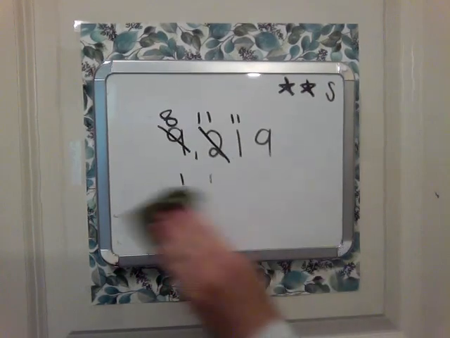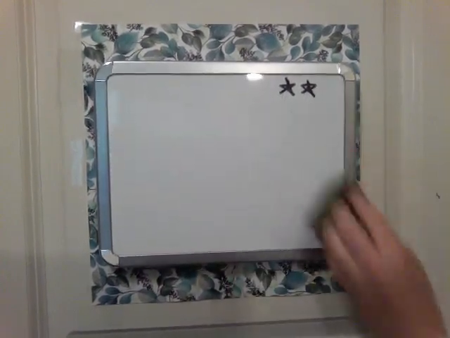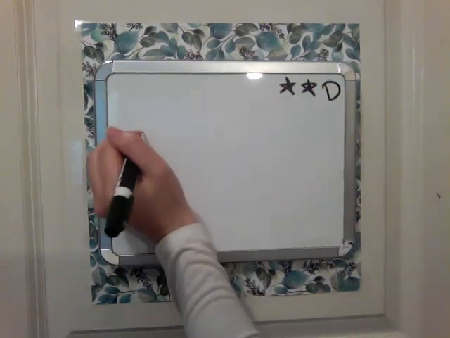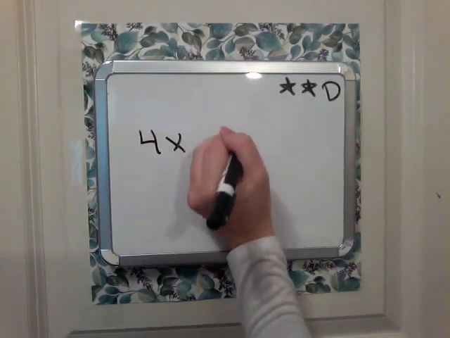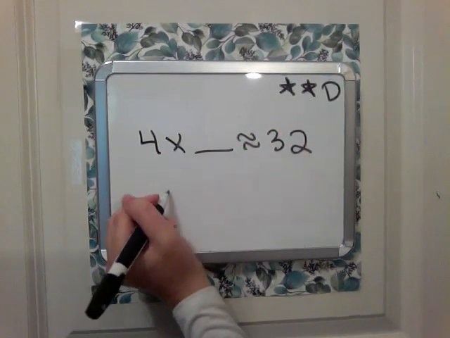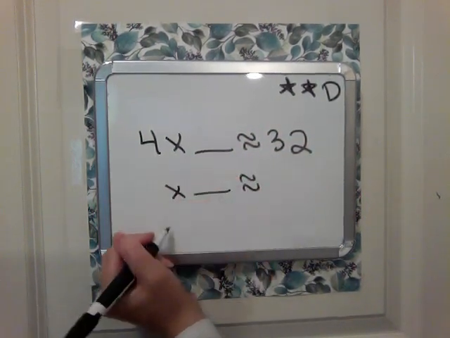Next we have division, which is kind of like practicing multiplication. So we have 4 times what gets us as close to 32 without going over. Let me set these up.